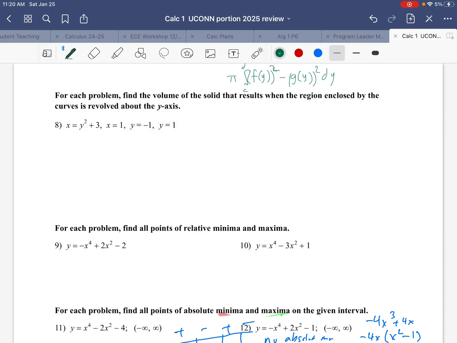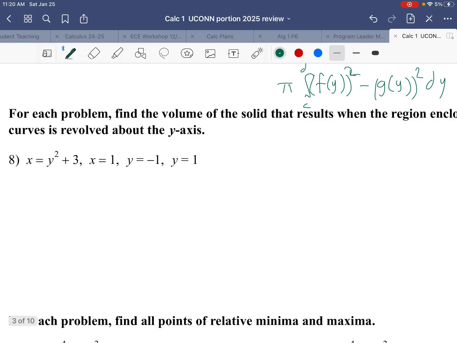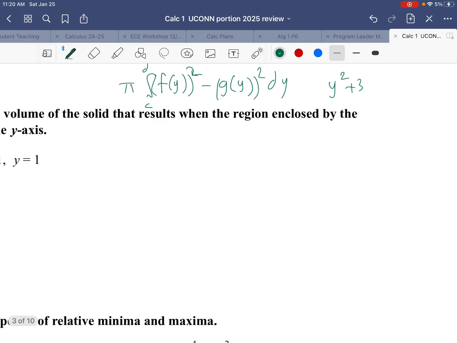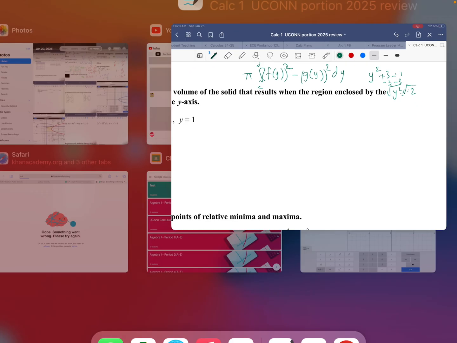If you tried to see where these two values intersect, like y squared plus 3 equals 1, you subtract 3, get y squared equals negative 2. If we took the square root, we would get a complex number.